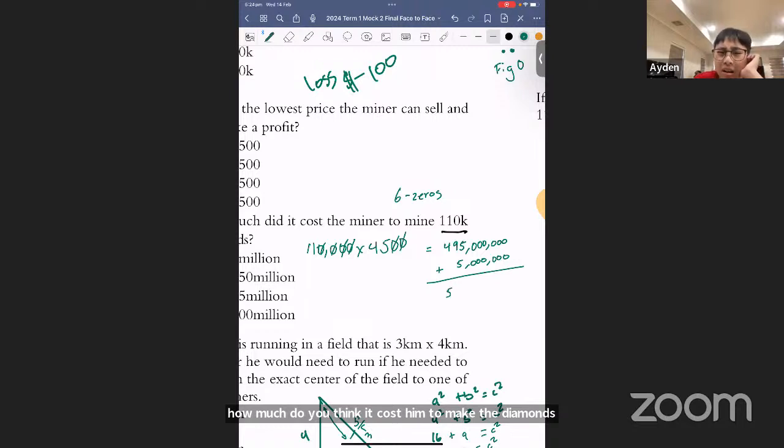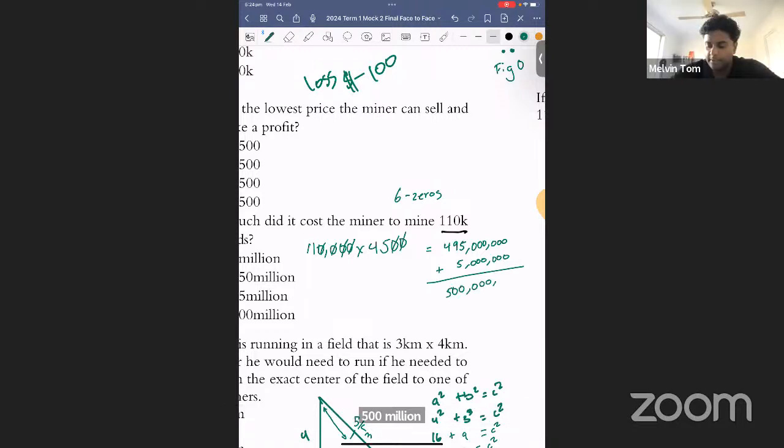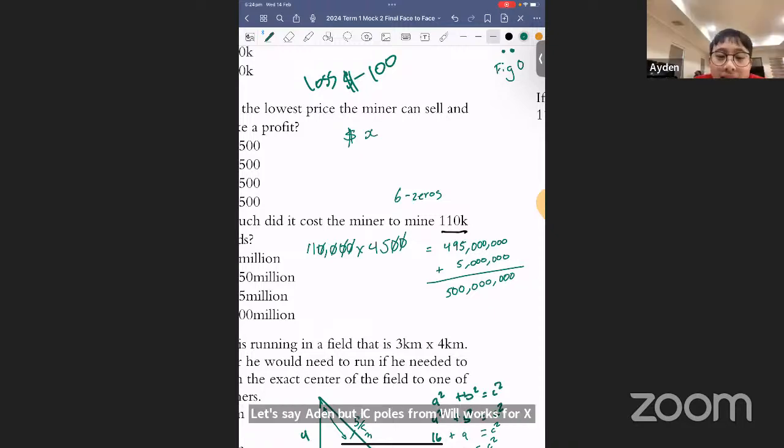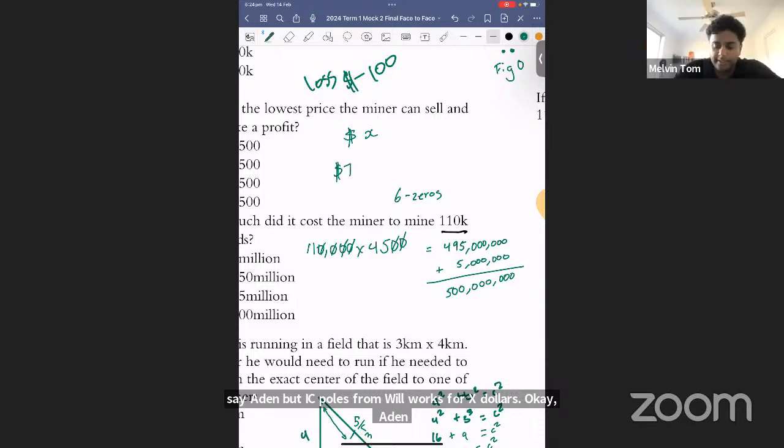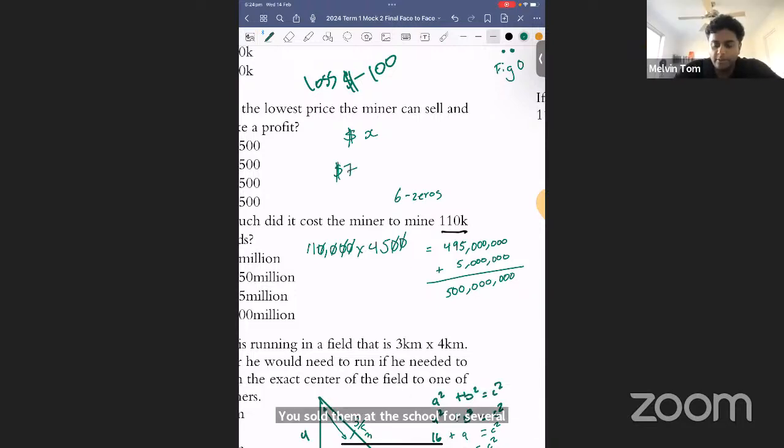500 million. Good man. So to put that into easier terms, let me explain it to you this way, Aiden. Let's say Aiden bought IC poles from Woolworths for X dollars. Okay, Aiden? Yes. You sold them at the school for $7, but at the end of the day, you still made a loss of $3.